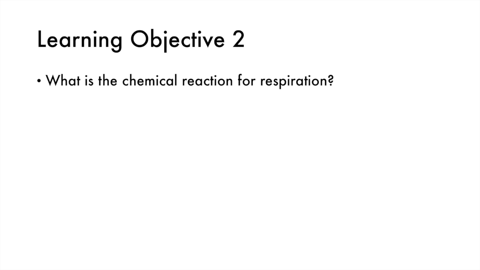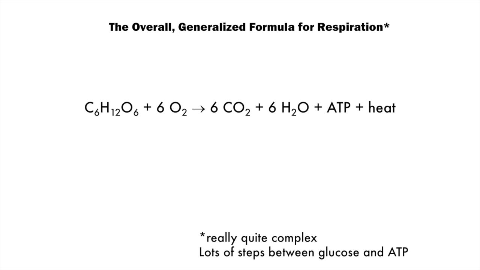Learning objective 2: what is the chemical reaction for respiration? So here is your generalized overall formula for respiration. We take some glucose, which is C6H12O6. We take some oxygen, and through a lot of very complex steps, a lot of really complicated processes, we convert that to carbon dioxide and water, and we get from that a number of molecules of ATP.